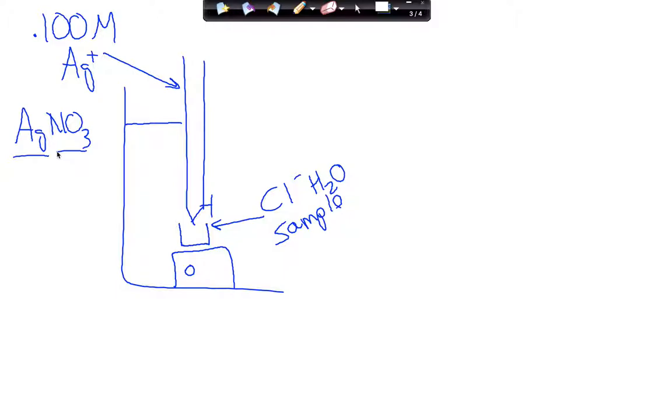Do you understand the difference? What does clear mean? You can see through it. What does colorless mean? No color. And guys, understand, solutions don't have to be both.